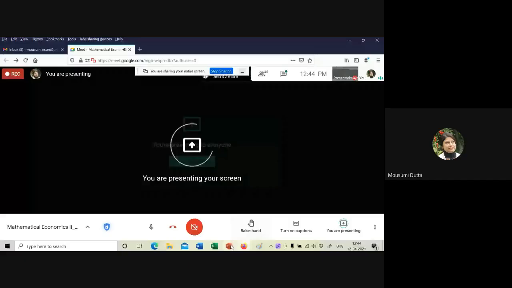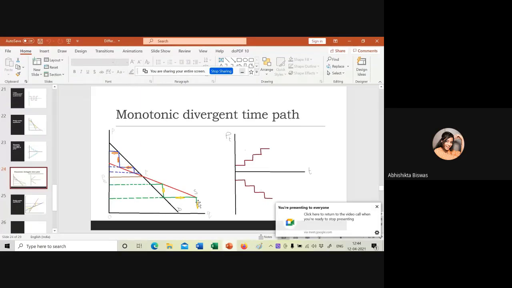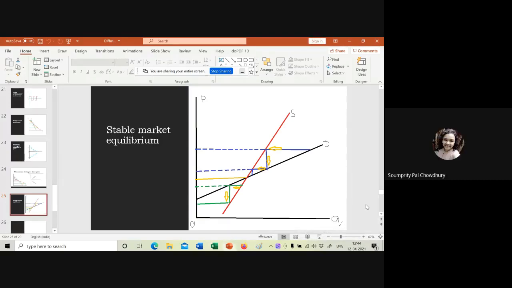Okay, let me check. Yes, ma'am. Theoretically, it should be convergent, but graphically it is coming as divergent. It's moving away from the equilibrium. Let me check whether there is any issue or not. Yeah, it is like this. Yes, ma'am, it's like that. So it's not stable.